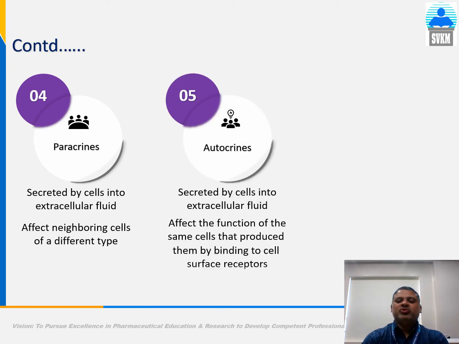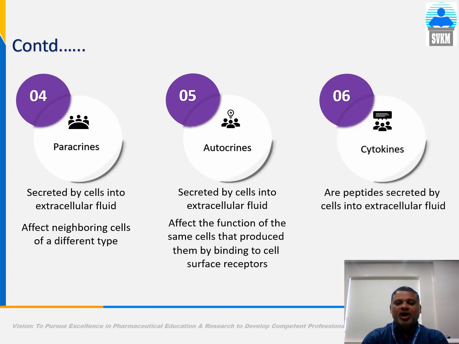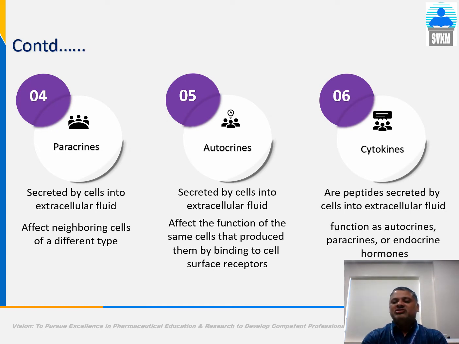The next example is the autocrines. These are also released by cells into the extracellular fluid, but in comparison to paracrines, autocrines affect the function of the same cells that produce them by binding to the cell surface receptor. The last example is the cytokines. These are peptides secreted by cells into the extracellular fluid, and cytokines can function as autocrine, paracrine, or endocrine hormones, meaning they are categorized as all three.